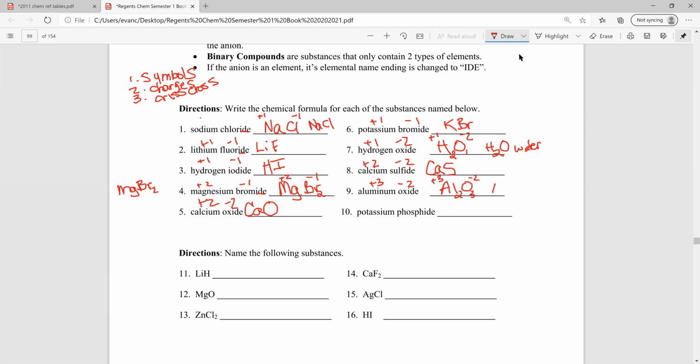So then when I rewrite this, this is Al2O3, aluminum oxide, right? Because I have a +3 times 2 is +6, and I have a 3 times a -2 is -6. The sum of the charges equals 0, so my compound is complete.